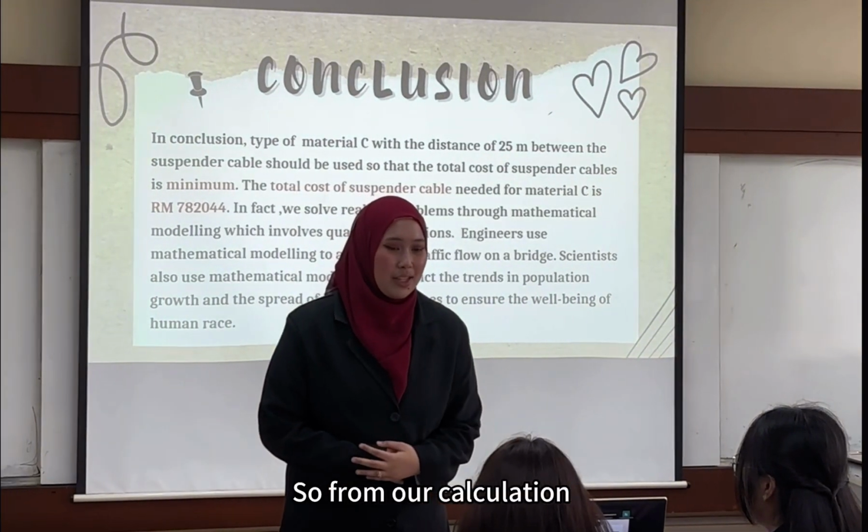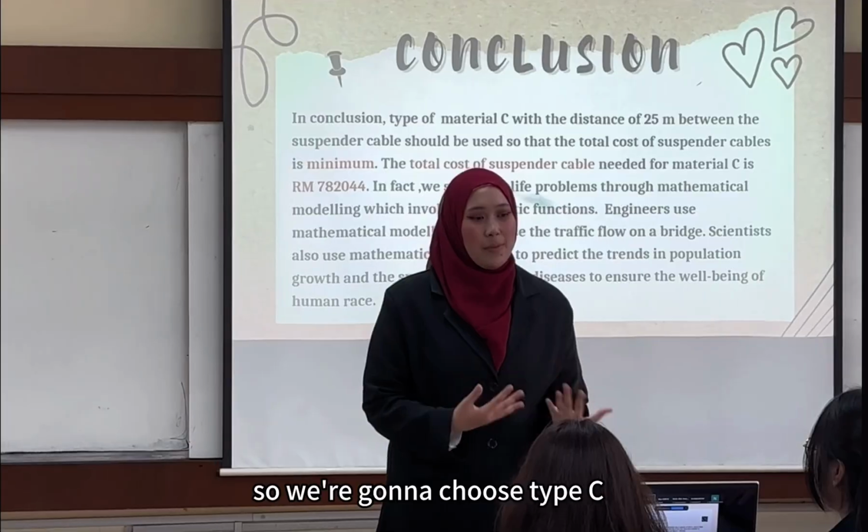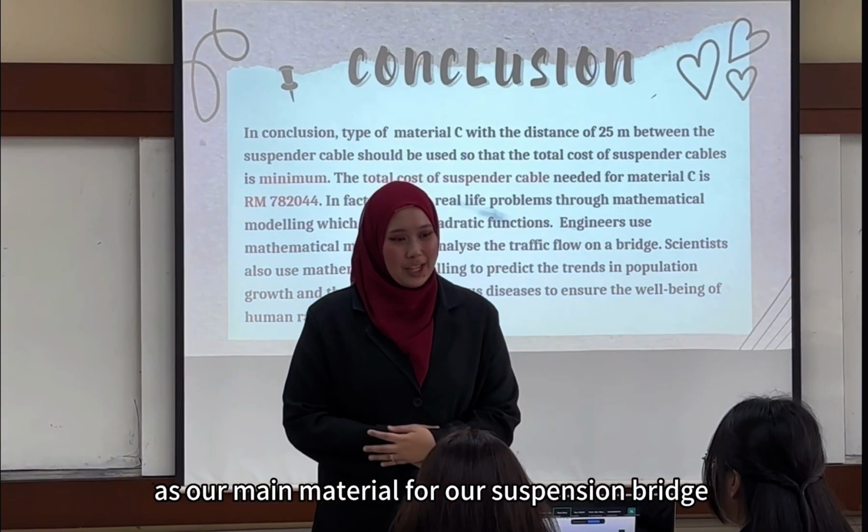So, from our calculation, we can see that type C gives us the minimum cost. So, we're going to choose type C as our main material for our suspension bridge.